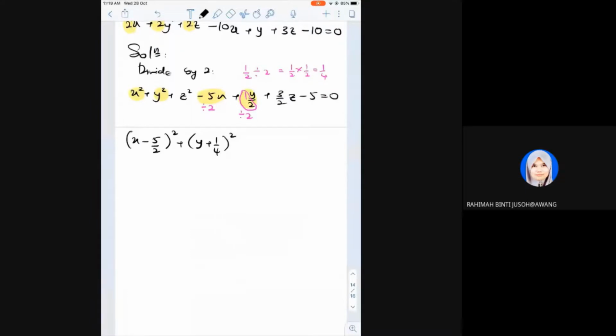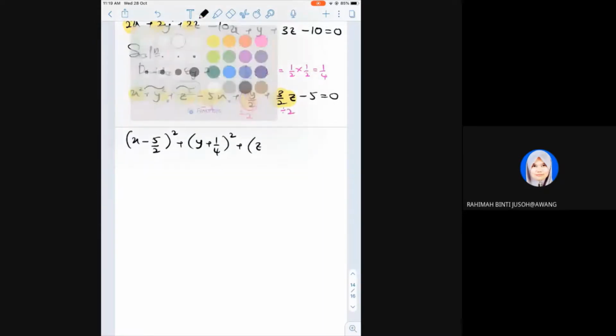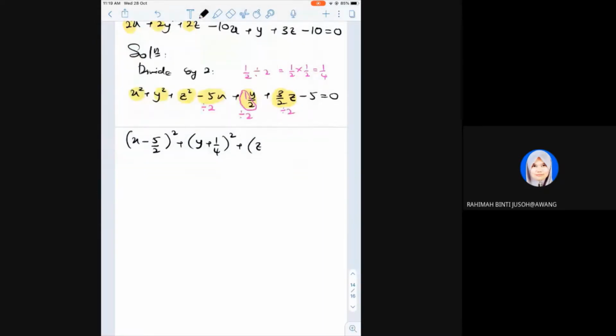Okay, now plus z. Apa pasangan z? Pair z. 3/2 z ni. So 3/2 you divide by 2, you will get z plus 3 over 4. Okay, sebab 3 over 2 divide by 2, we get 3 over 4. Okay, close. Like this. And then minus 5, just copy it down here, minus 5. Copy dia balik, salin balik. Tolak. Open the square bracket.